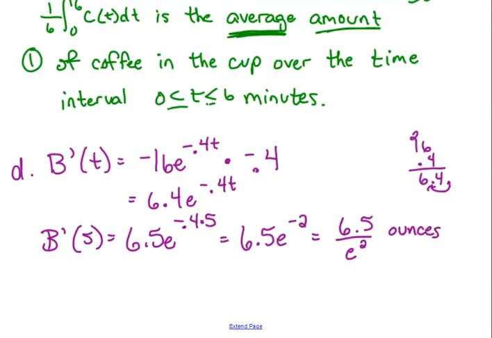It doesn't say to use units, but again, I want you to be in the habit. It never hurts to have them. This is a rate, so we're talking about the amount over time, so ounces per minute. 1 point for the derivative, 1 point for B prime of 5.